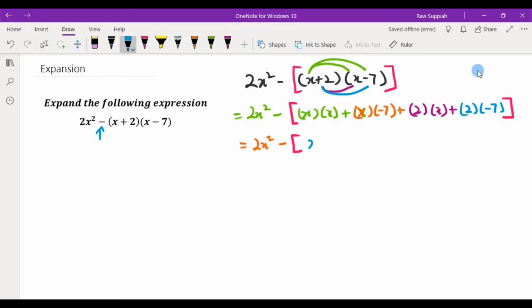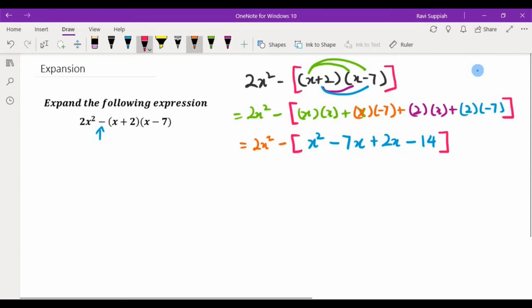X times x, we get x squared. X times negative 7, so positive x multiplied by negative 7 is negative 7x. 2 times x, both are positive, so it's plus 2x. Positive 2 multiplied by negative 7, you get negative 14.